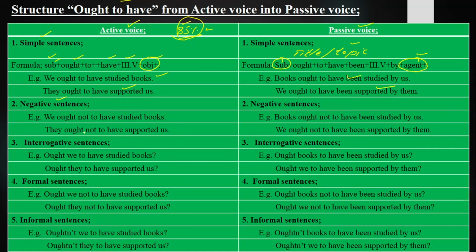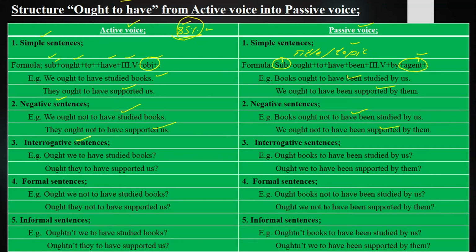What are negative sentences? Those sentences in which we deny the statement, reject the statement and refuse the statement are called negative sentences. We ought not to have studied books. Books ought not to have been studied by us. They ought not to have supported us. We ought not to have been supported by them.